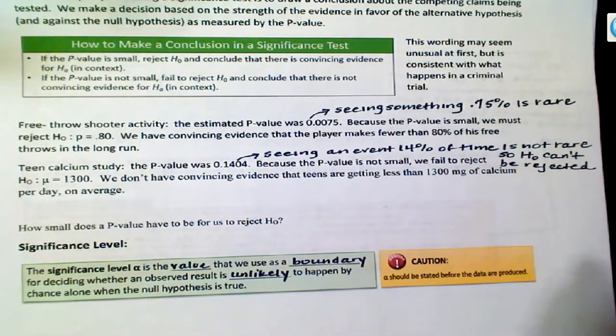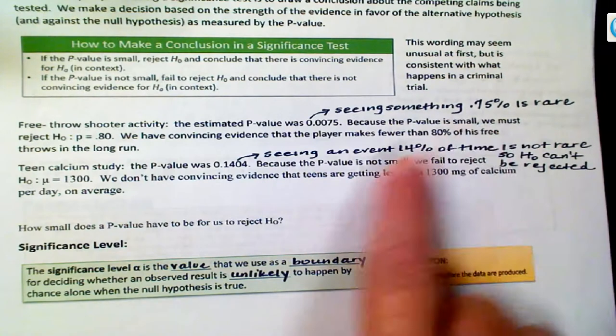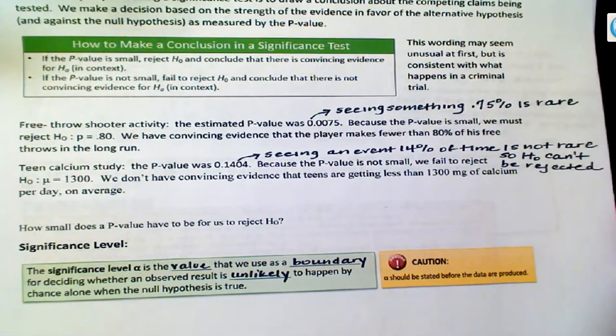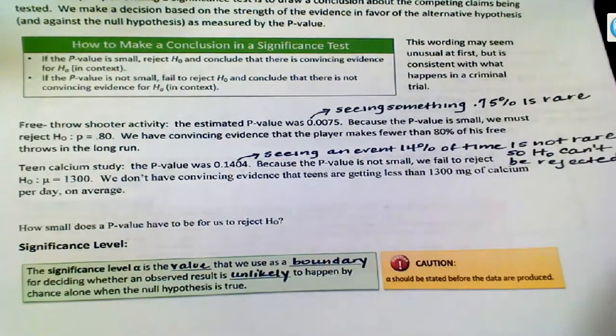That's how we don't just say, oh, this is rare. Some of you might have thought that 14% is pretty rare, but it's not. You're going to be given the significance level called alpha, and that's the value you compare your p-value with. That determines whether you reject the H0 or fail to reject it. Alpha should be stated before the data are produced. Anytime you do an experiment, you should have the alpha set. You don't wait until you get your data and then set your alpha.